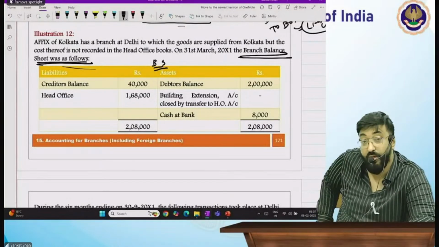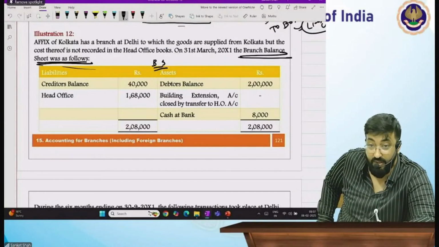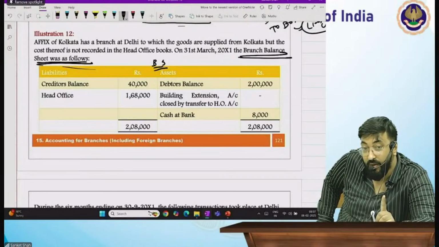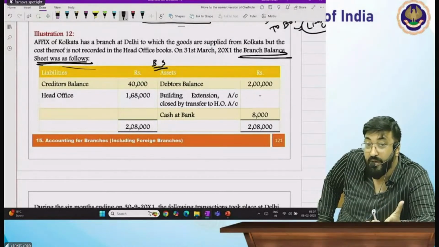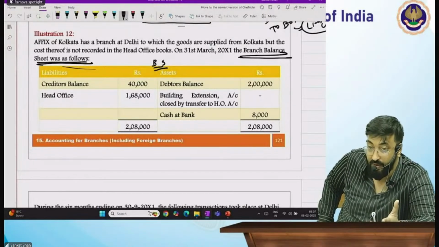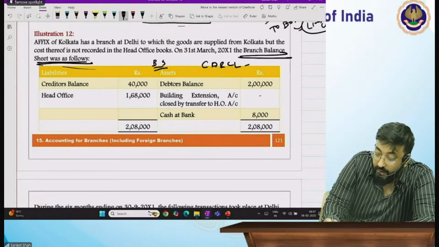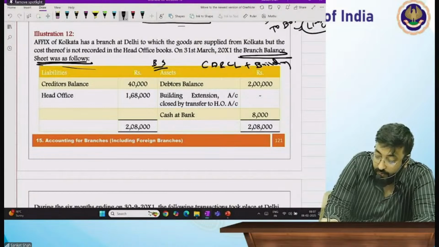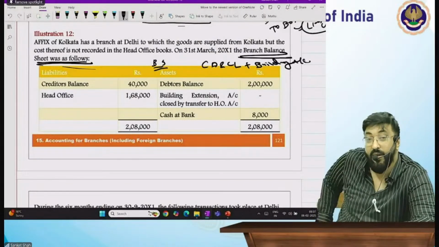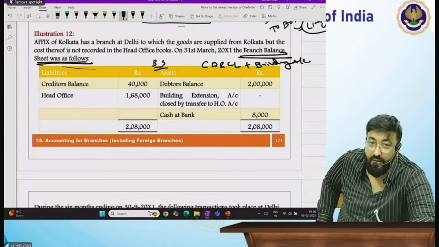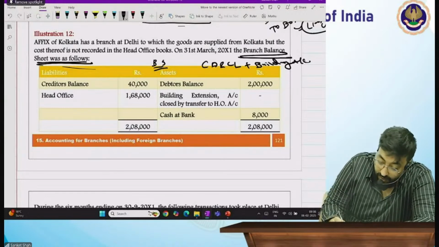So what is there, beta? Branch has a balance sheet. But which accounts do they maintain? Can you see? P&L account is not maintained. So P&L, where do they transfer it? To head office. And branch maintains only current assets, current liabilities plus building account. And the remaining accounts, where do they transfer them? To head office. Remaining accounts they transferred to head office.